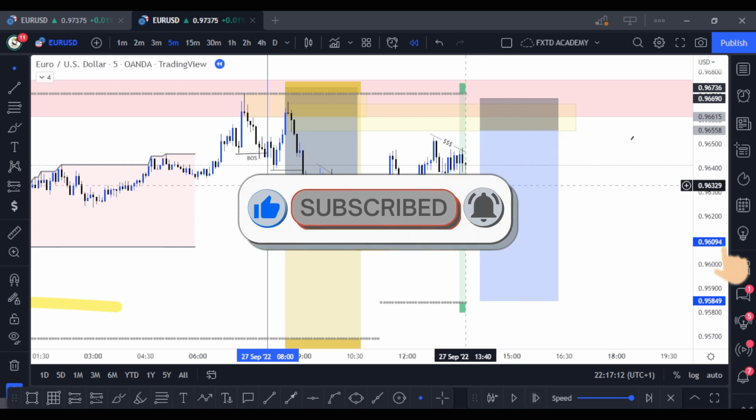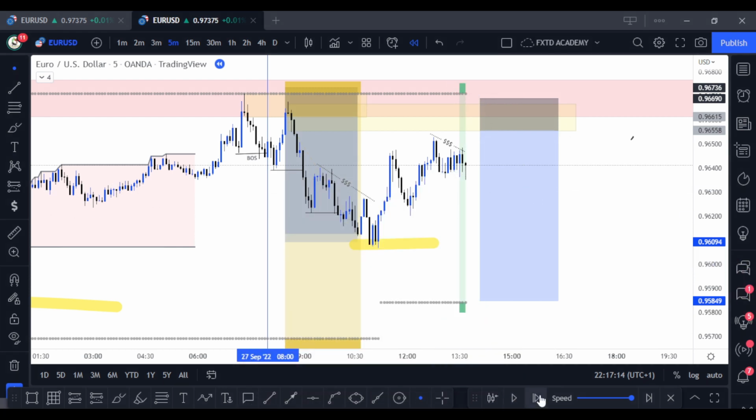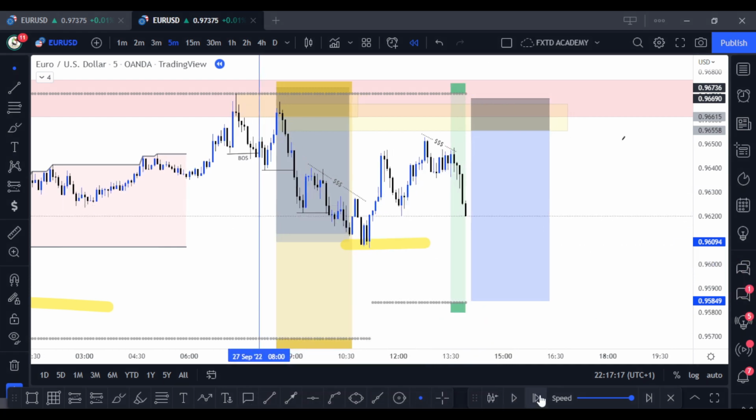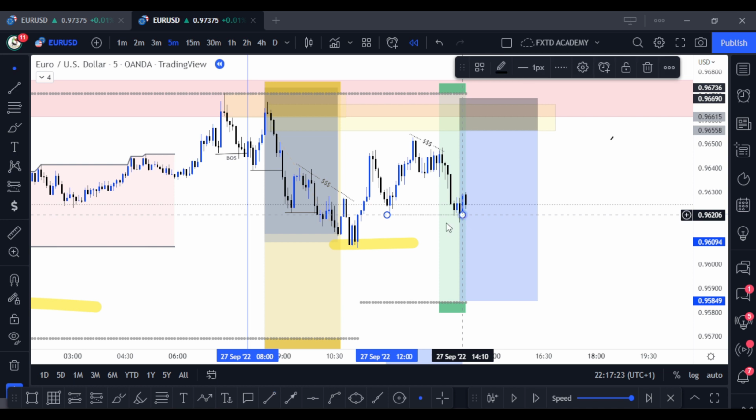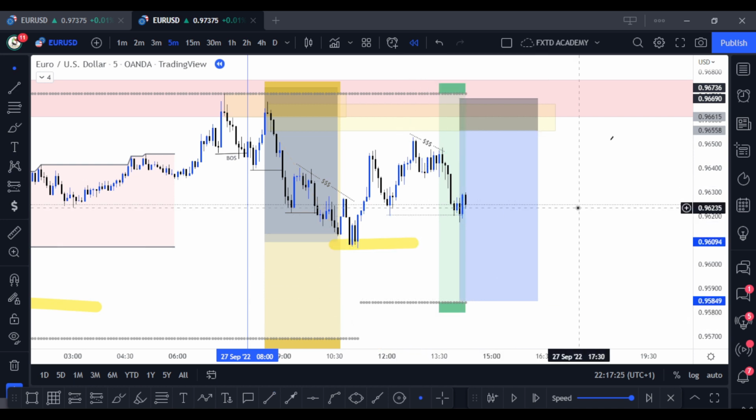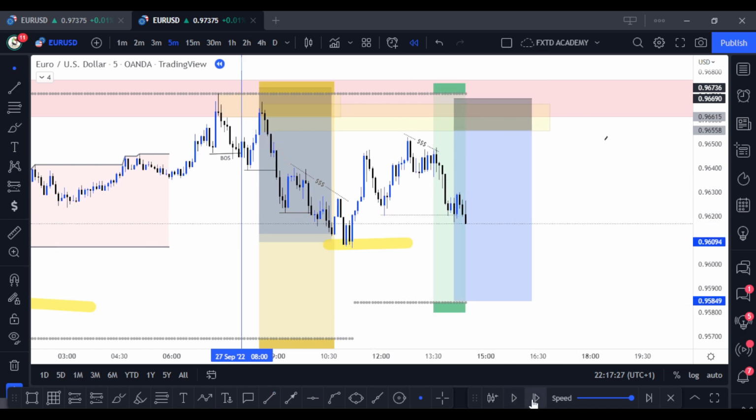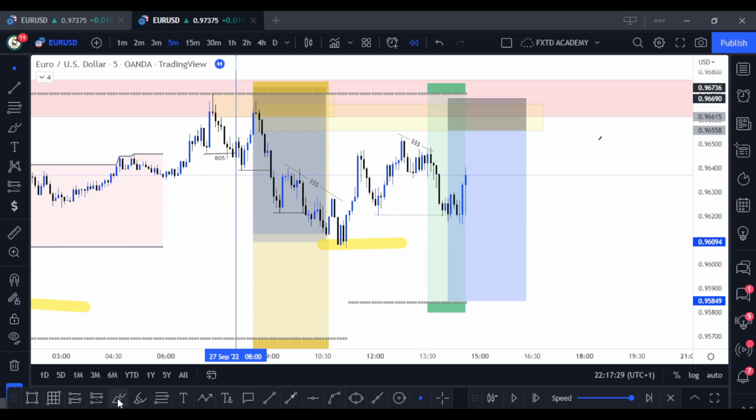All right, so we have a zone there. Let's see what price does. Okay, so we have a kind of break, but this is not a nice break, and that could just be a liquidity grab. And we have this zone. This is a perfect zone for another entry.